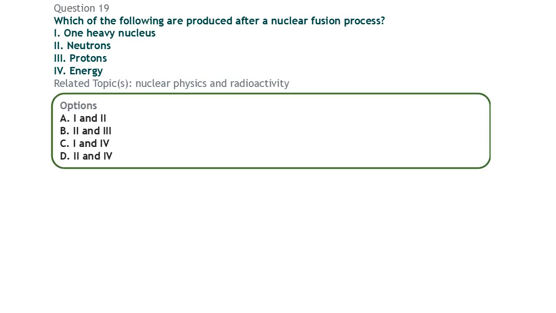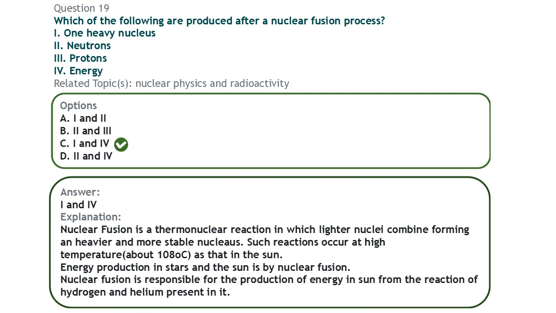Next on nuclear physics. Which of the following are produced after a nuclear fission process? So nuclear fission is a type of nuclear reaction where lighter nuclei combine together to form a heavy nucleus. So one is correct, and in that process as well, energy is released. Neutrons and protons are not formed. They are not produced.